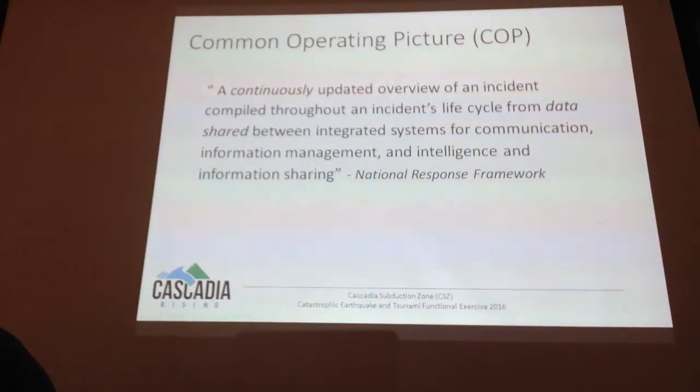So, common operating picture, a COP: a continuously updated overview of the incident, compiled through the incident's life cycle through data shared between integrated systems for communication, information management, intelligence, and information sharing. So situational awareness allows you to have a common operating picture. You need to gather this information, bring it in, and then the common operating picture is what you do with all this data and how you share it, so everybody's on the same page. They continuously get the information through situational awareness to update the common operating picture.